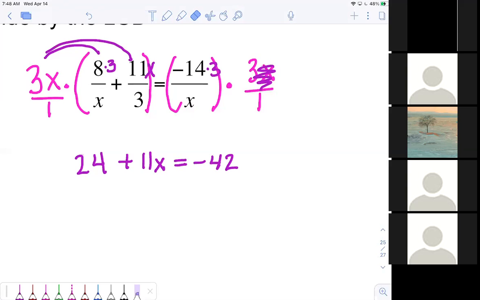which is exactly the same process that we used when we were adding and subtracting fractions, except we kept the denominator because we were adding and subtracting by finding a least common denominator. Now we're allowed to eliminate the denominator because we're doing the same thing to both sides of the equation. So the denominator is canceling because it's an equation. Questions on how I have this 24 plus 11x equals negative 42?